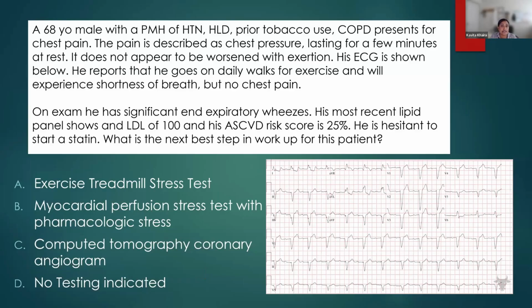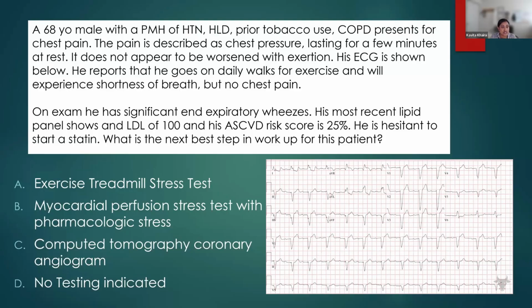He reports that he goes on daily walks for exercise and will experience shortness of breath, but not chest pain. On exam, he has significant end expiratory wheezes. His most recent lipid panel shows an LDL of 100 and his ASCVD risk score is 25%. He is hesitant to start a statin. What is the next best step in management?